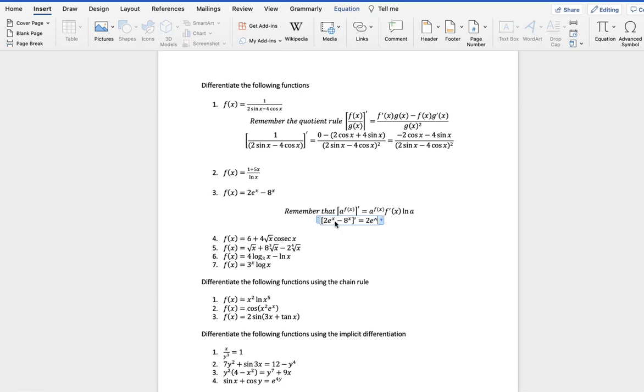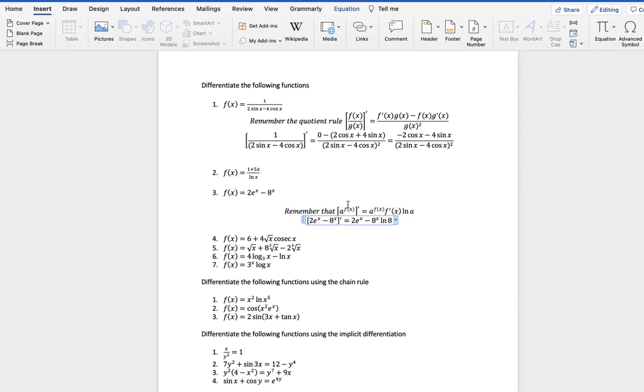Yes. Okay, so 2e to the x minus, what's the derivative of 8 to the x? It's 8 exponent x ln 8. Yeah. So 8 to the x ln 8. Does everyone understand that? You don't understand that? Okay.